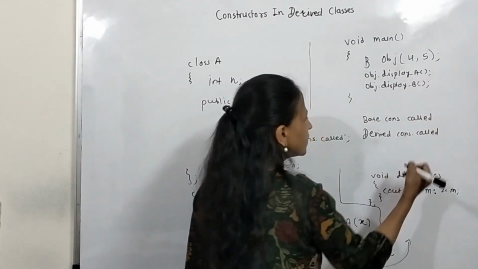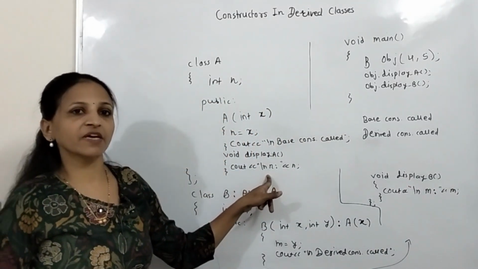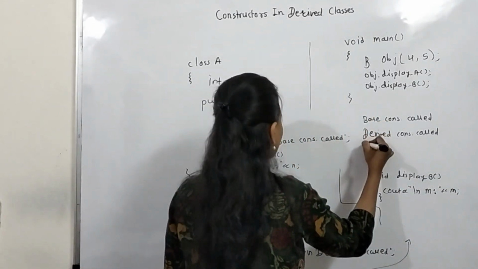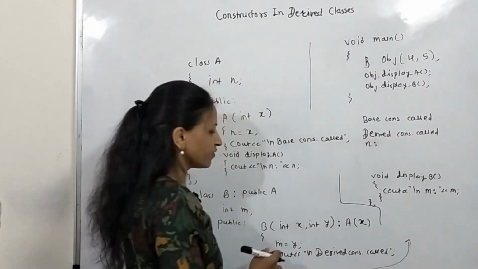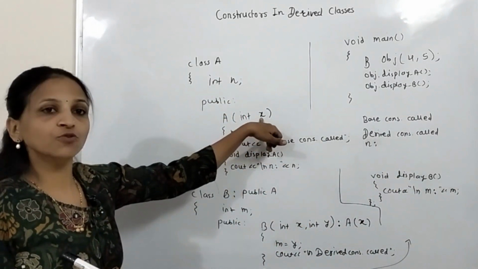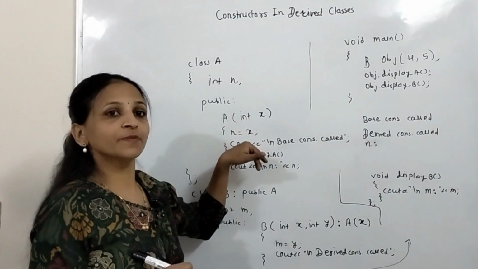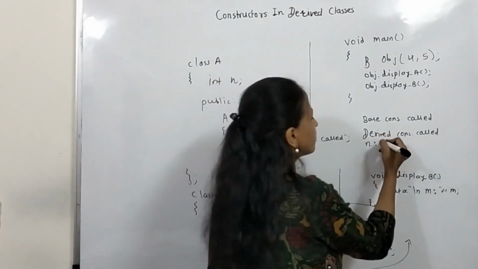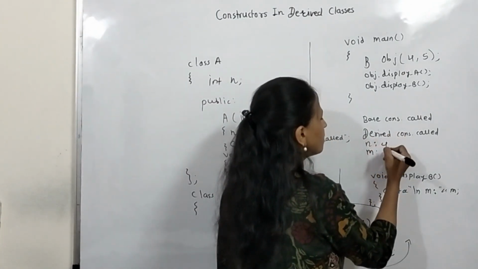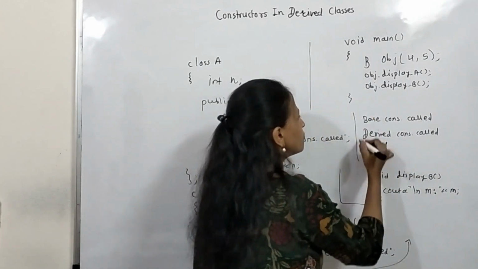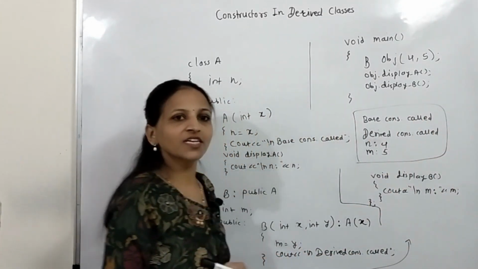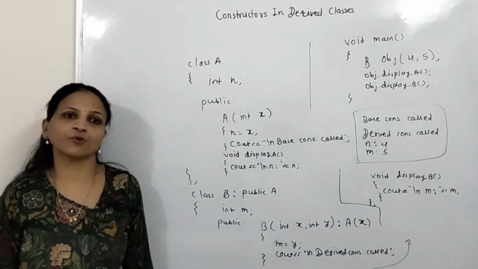Now what output will you get here? Display A is just displaying the value of n. What is the value of n? The first argument we passed will get assigned to the n data member because of this constructor. That's why you will get n colon 4, m colon 5. This output you will get on the output screen after execution of this program.